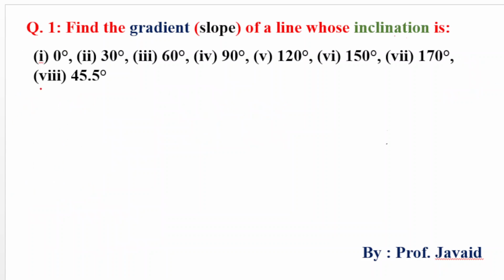The last part is the eighth question, so I will solve it on the next page. So the eighth part is here, 45.5. So let's write the formula. m is equal to tan 45.5. So you know 45.5 is in the first quadrant, so it must be positive because in the first quadrant all are positive.